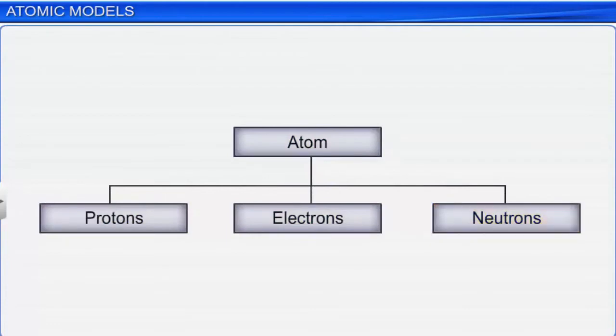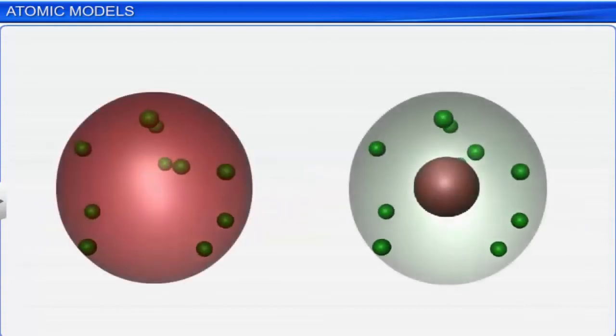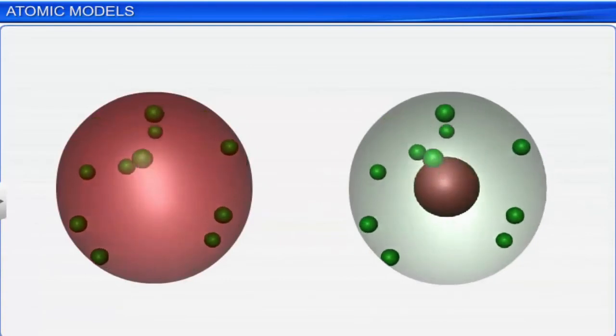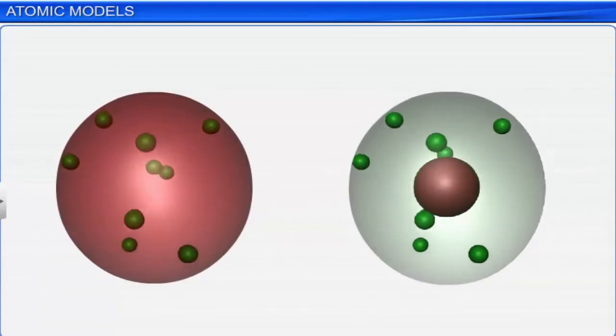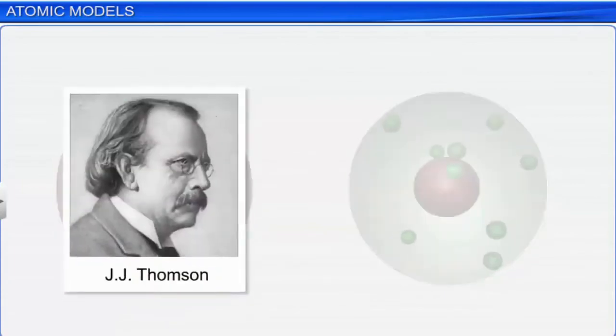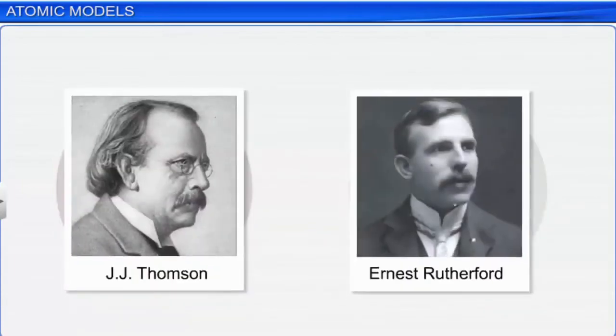Now, let us look at the arrangement of these subatomic particles in an atom. Different models were proposed to explain the distribution of subatomic particles in an atom. Of these models, the models proposed by J.J. Thomson and Ernest Rutherford are of great significance as they paved the way for the modern structure of an atom. Let's discuss both these models one by one.